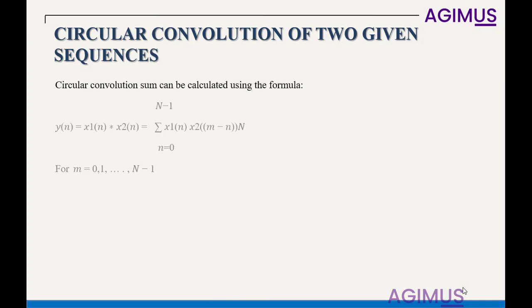Let us look into the mathematical formula of circular convolution. I can say y of n is equal to x1 of n circular convolved with x2 of n, where I can rewrite the equation as the summation of x1 of n, x2 of n, where n varies from 0 to capital N minus 1, and m is equal to 0, 1, 2, 3, going up to N minus 1. This is a representation where we have the arbitrary periodic summation of the corresponding signal.